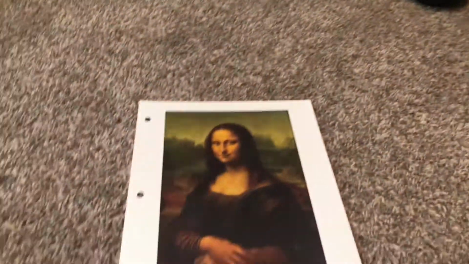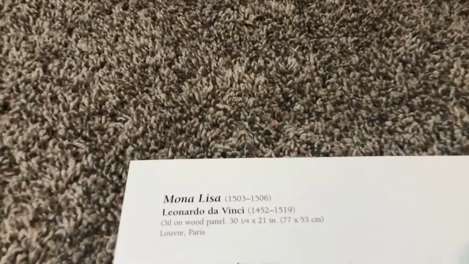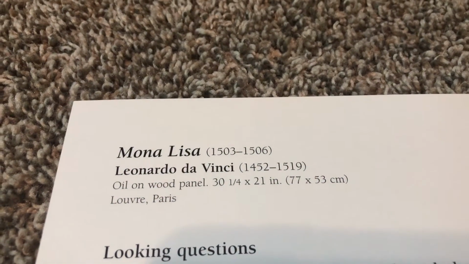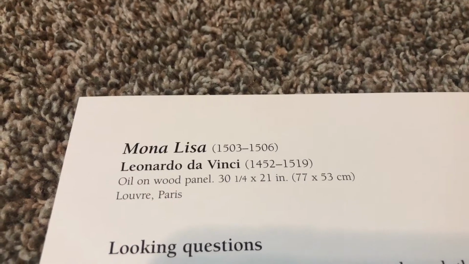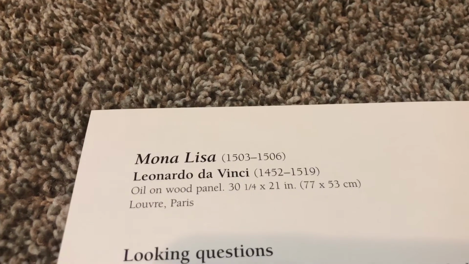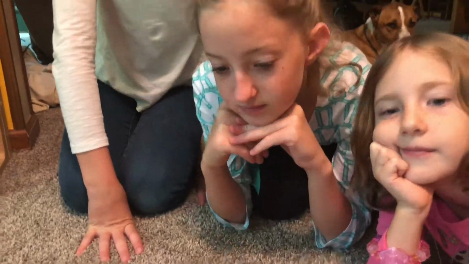Today's art discussion will be with Julie, Evie, and Penny, and we'll be talking about the Mona Lisa. The Mona Lisa is a painting made somewhere between 1503 and 1506 by Leonardo da Vinci. It's oil on wood, and right now it's in the Louvre in Paris. They learned about that last year in school. Okay. That's pretty cool.